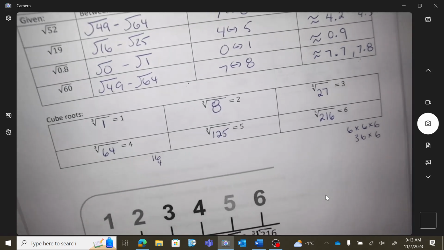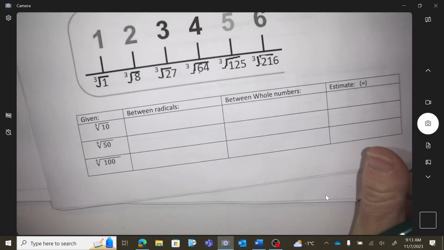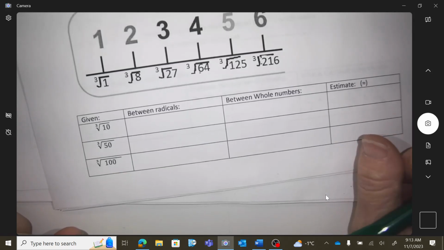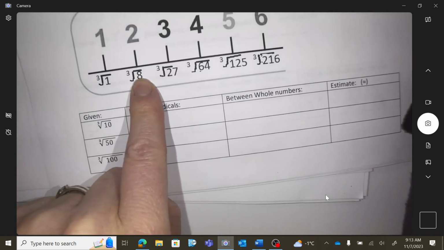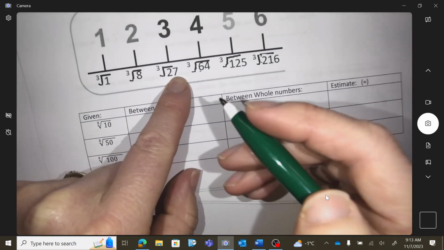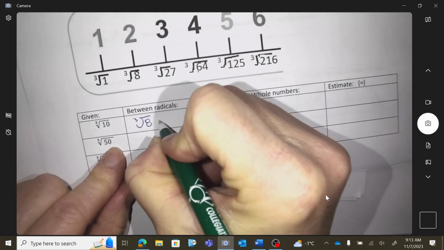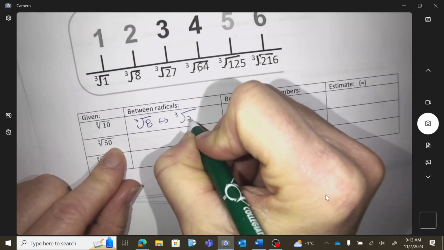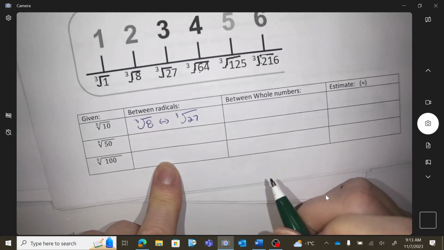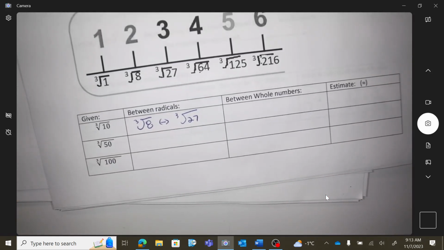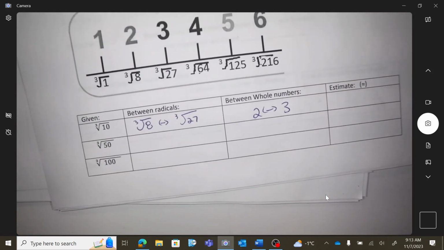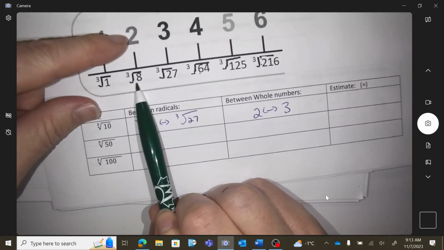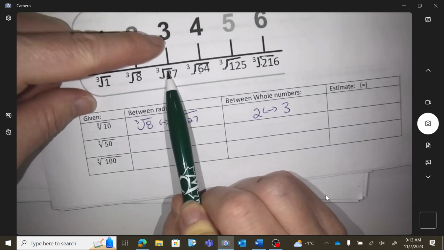Okay, so now we're going to do the same thing. Cube roots. So 10 is between 8 and 27. So the cube root of 10 is somewhere between the cube root of 8 and the cube root of 27. Therefore, it's somewhere between a 2 and a 3. So it's got to be somewhere between a 2 and a 3 on a number line.